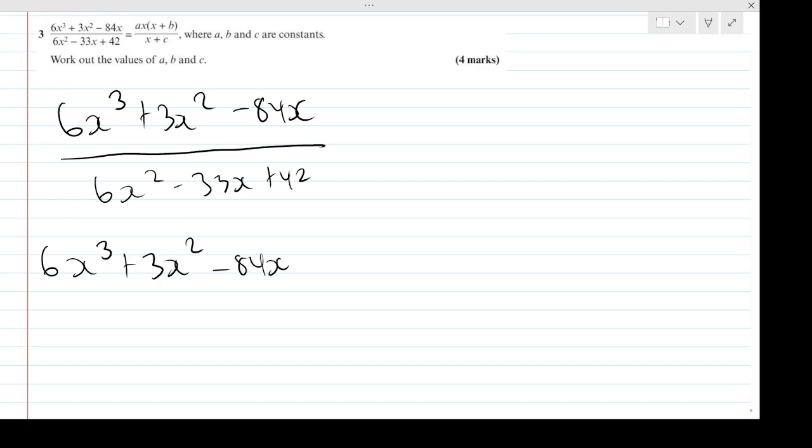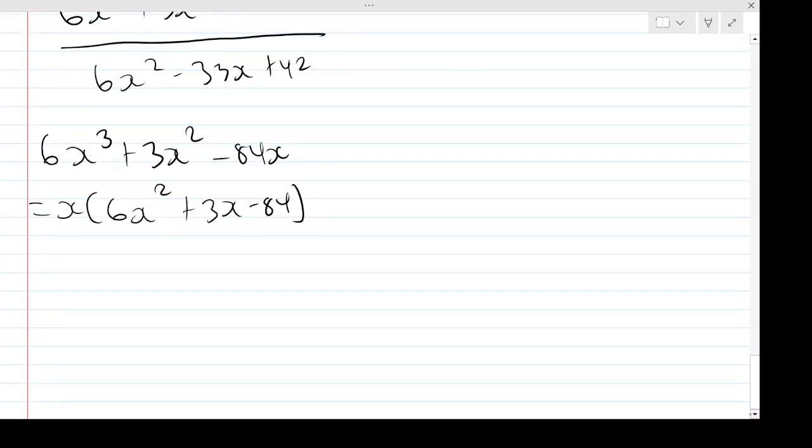6x cubed plus 3x squared minus 84x. Well, actually, no, x is common to all the terms immediately. I can pull an x out to get 6x squared plus 3x minus 84 there. Okay, cool. I also can pull out a 3 to make it easier for me, because 3 is common to 6, 3 and 84. 84 divided by 3 is actually 28, so I can pull a 3 out as well, just to make the numbers smaller to work with.